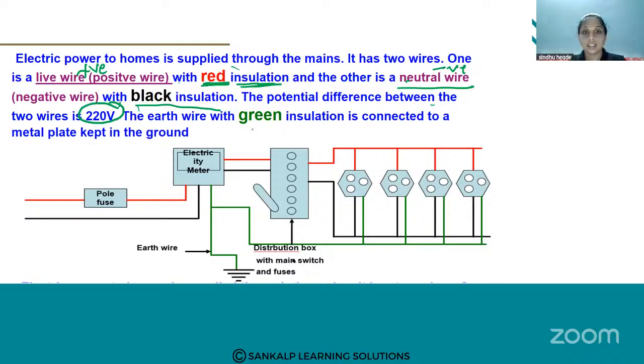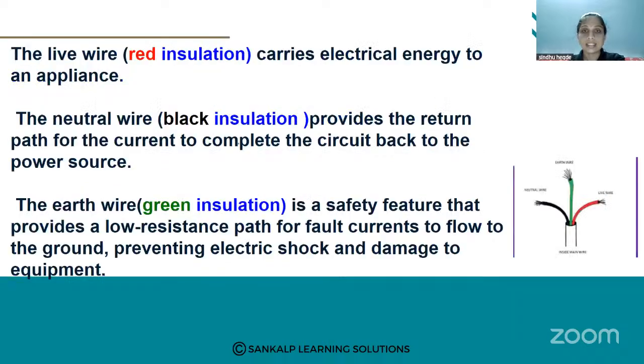Then the green insulation indicates it is the earth wire. We use green insulation for the earth wire. That green insulation indicates it is an earth wire. These all are about the indication. Okay, let us see how they work in our circuits, or what the main purpose is for which we use these wires in our circuits. See, observe this diagram once.